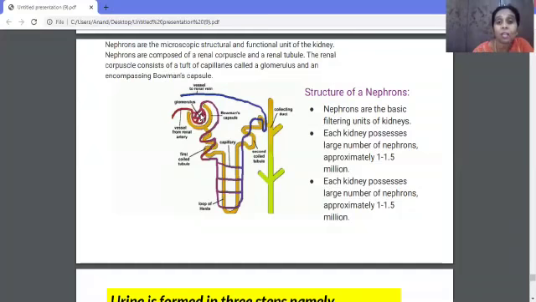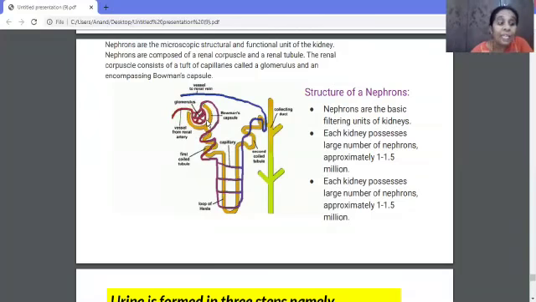I told you that the blood contains some nitrogenous waste. It has to be filtered. You know how coffee is filtered? In the same way, as soon as the blood enters the glomerulus, the blood gets filtered. This process we call glomerular filtration.